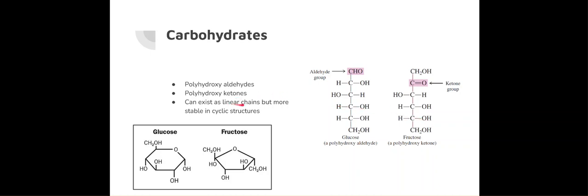They can exist as linear chains, just as we've shown here, but they are more stable in cyclic structures and often exist this way. So what can happen is this end can end up connecting to this end. This is glucose in a ring formation, and it's more stable than being in a straight chain. And here's fructose where the ends have combined with each other, and this is fructose in the ring structure.